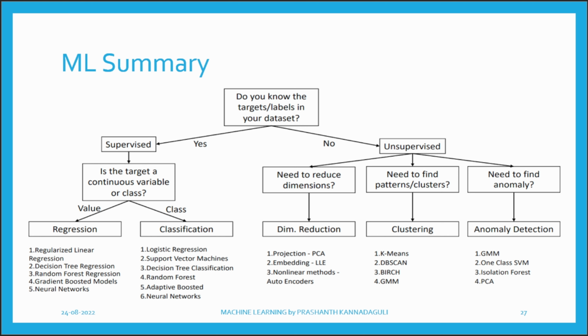So the point is, this is the question you ask. I have a data set. Do you know the target labels in your data set? In the sense, I know these are my inputs, this is my output. If you know that, I want the machine to classify this as a cat, this as a dog. I know the labels. If you know that, you move to the left side, the supervised side of machine learning. If you don't have labels, you have to go to unsupervised, because you don't know how many classes are there.